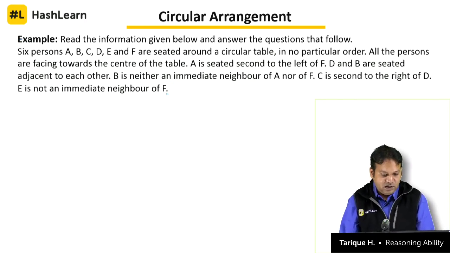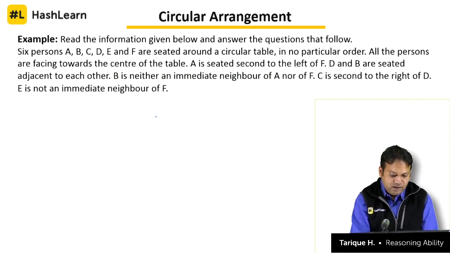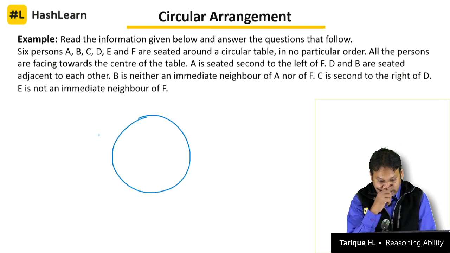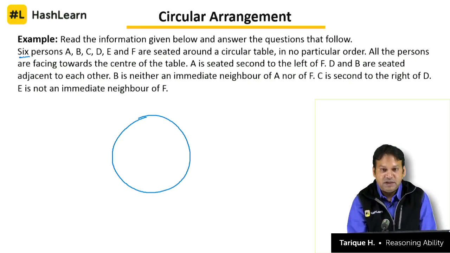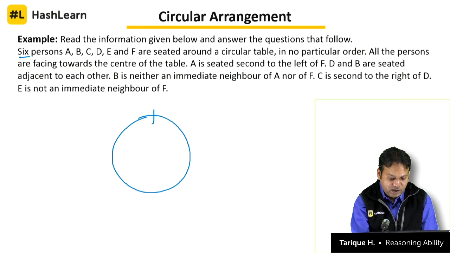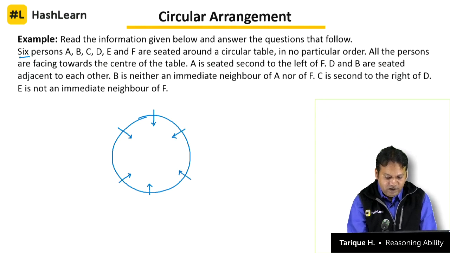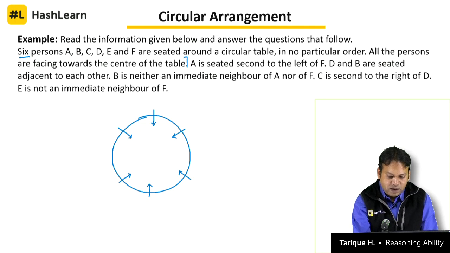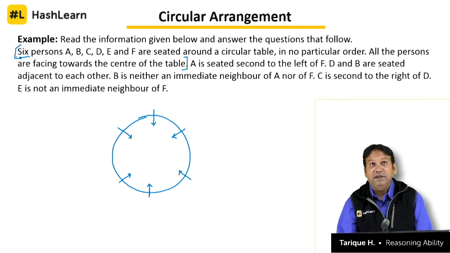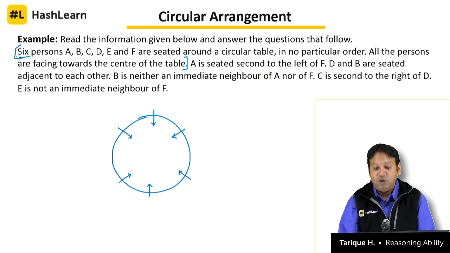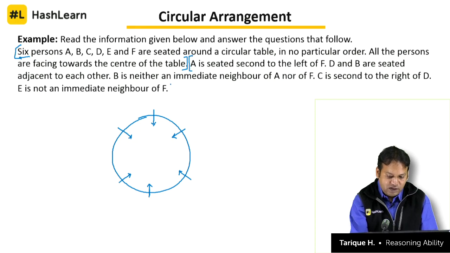So what we'll do first is we'll make the circles. Let's make a circle, and there are 6 persons. So let's make 6 positions as equally distant as possible. So this is 1, this is 2, and I'm making the arrow here because they are facing towards the center. And then we have 3, and let's say this is 4, this is 5, and this is 6. So we have made our setting. Setting is done. So this part is over. The 6 persons A, B, C, D, E, F are seated around the circular table in no particular order. All are facing towards the center. Now we go to the clue part of the question, and we start with the first clue here.